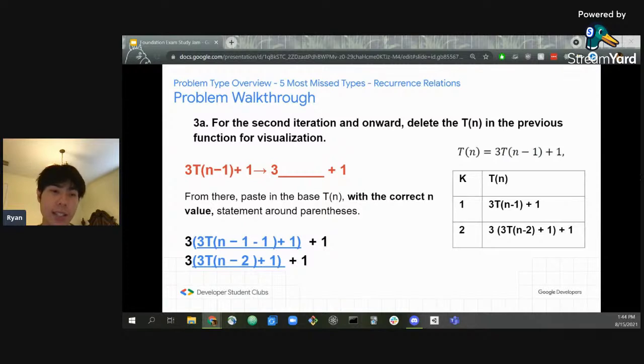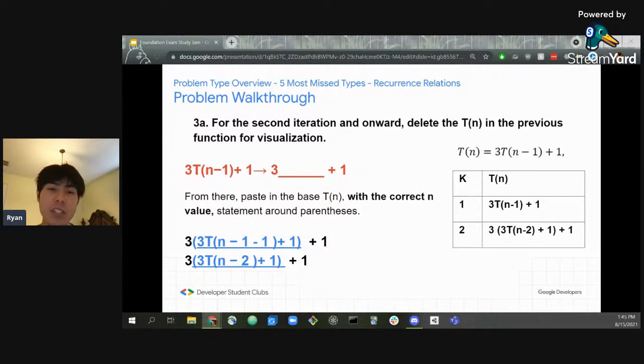But when I delete this and leave empty space, I want to remember what was inside the T(n) before I deleted it. Inside the T(n), it's n minus 1. I want to remember that value of n minus 1. From there, what I'm going to do is paste in the base T(n), in other words, what's on the right-hand side, also what's given at the very beginning, into that empty space with the correct n value.